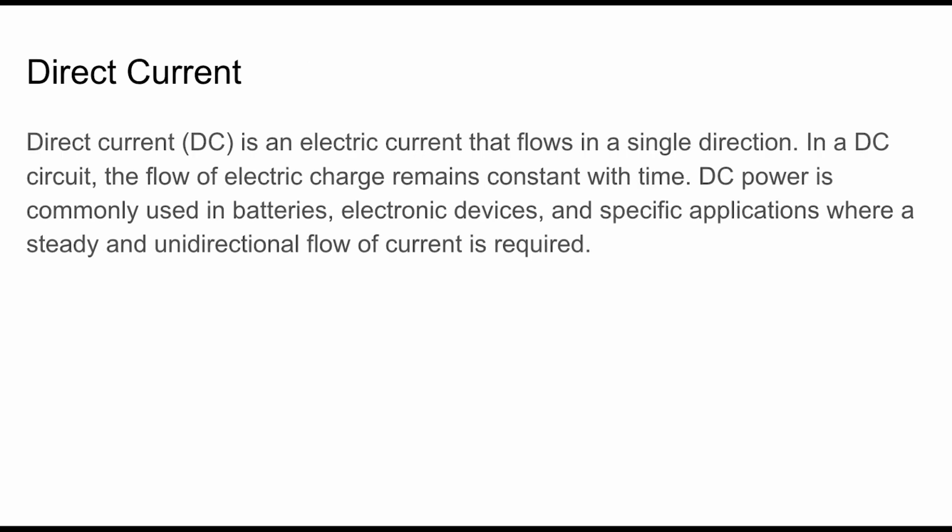Direct current is an electric current that flows in a single direction. In a DC circuit, the flow of electrical charges remains constant with time. DC power is commonly used in batteries, electronic devices, and specific applications where a steady and unidirectional flow of current is required. So basically, small toys, appliances, handheld devices, mobile powering like batteries.